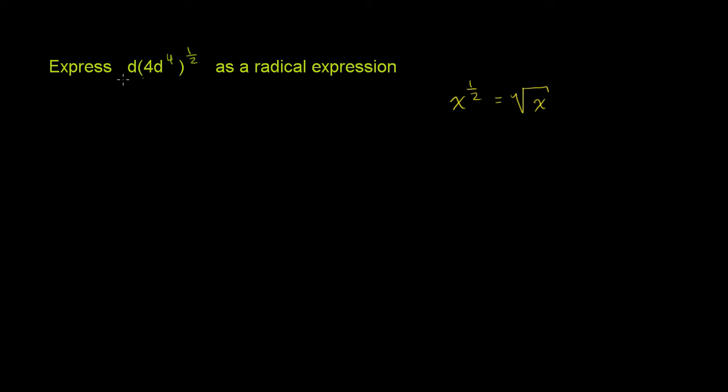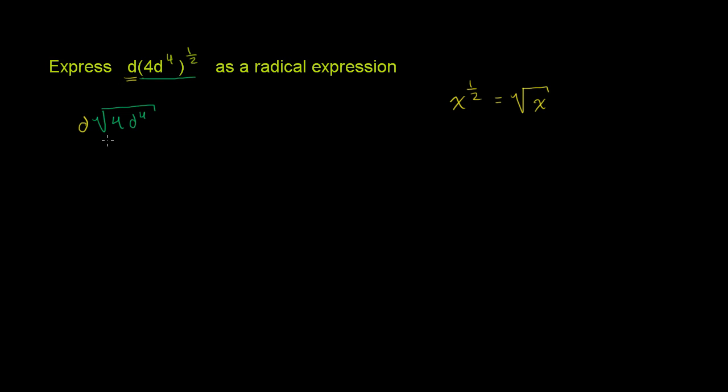So this part right over here, let me do it in two different colors. So I have d right over there. And then I have 4d to the fourth raised to the 1/2 power, which by definition is the principal root of 4d to the fourth. And we explore in other videos why this all works out well with exponent properties. And we know how to simplify this right here.